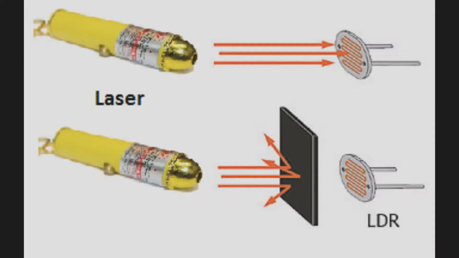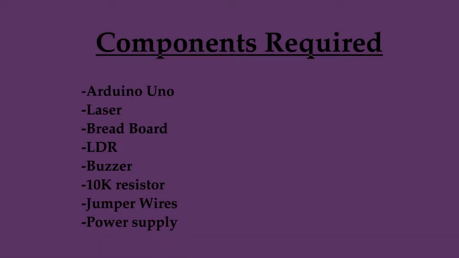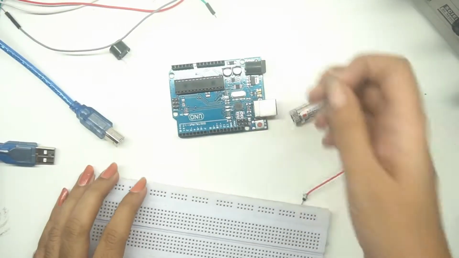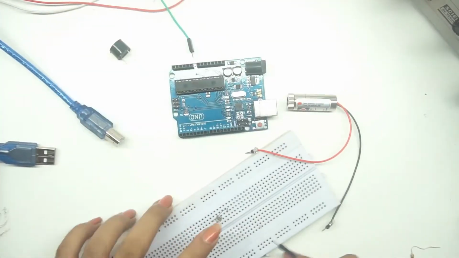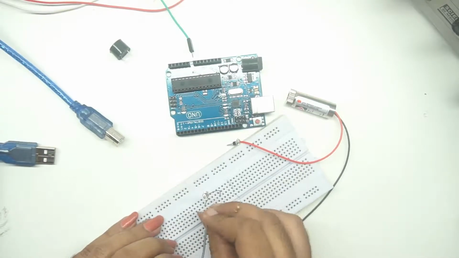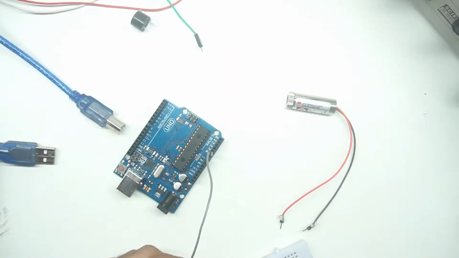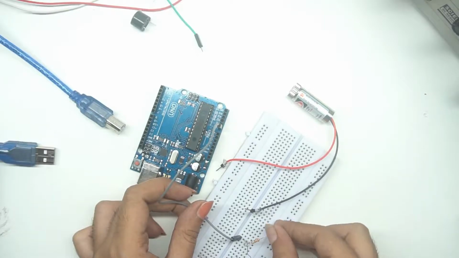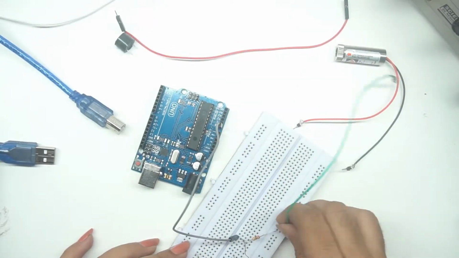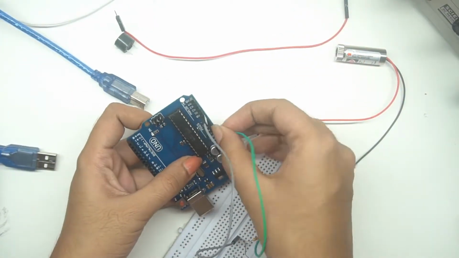Let's see what all components are needed for this. Now, let's move on to the connection. Firstly, fix the LDR to the breadboard. One end of the LDR is connected to the analog pin A0 of Arduino. From the same point, a 10K resistor is connected to the ground, which is connected to the ground pin of Arduino. The other end of LDR is connected to the 5V of Arduino.